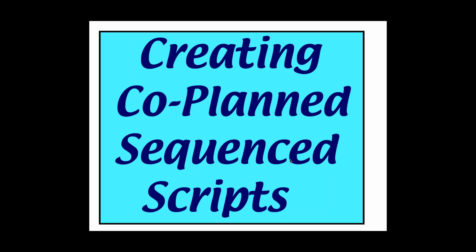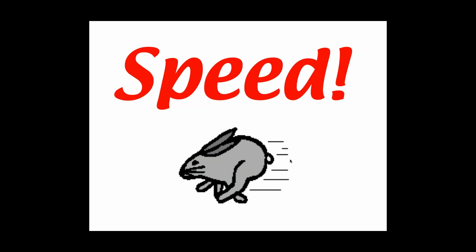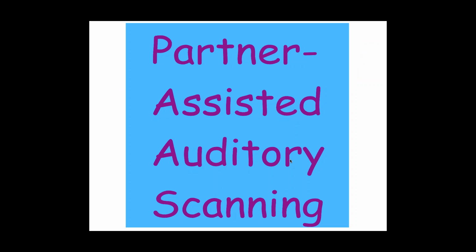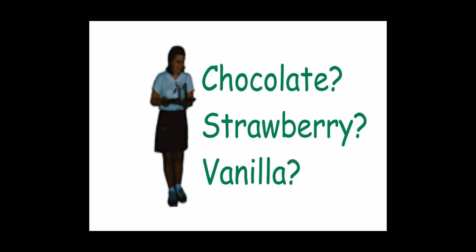But I want to talk a little bit more about how we create the scripts before we're done with a little help from my friends. We want it to be pretty fast. We want it to be very easy. And we want it to be clear. And so sometimes we use partner-assisted auditory scanning. It's just like when you go out to order and you ask for ice cream and they say, what kind of ice cream do you want? And you say, I don't know, what do you have? And they give you a list and then you pick from that list.